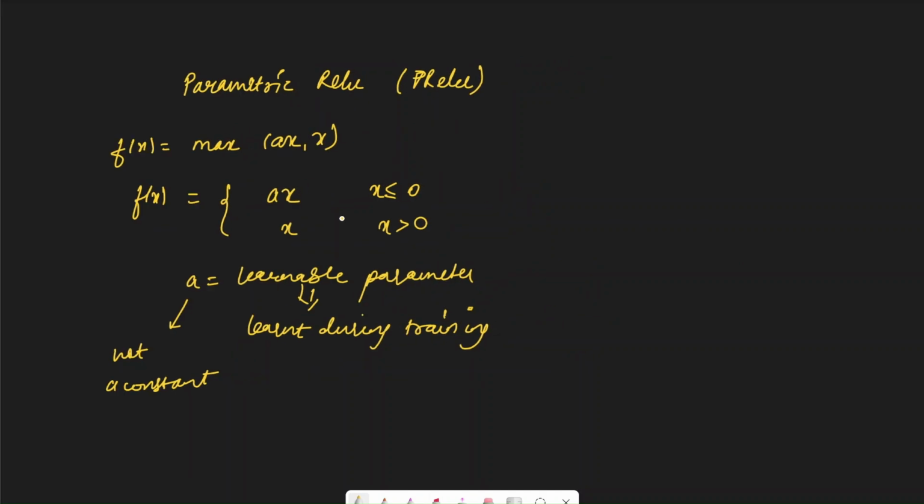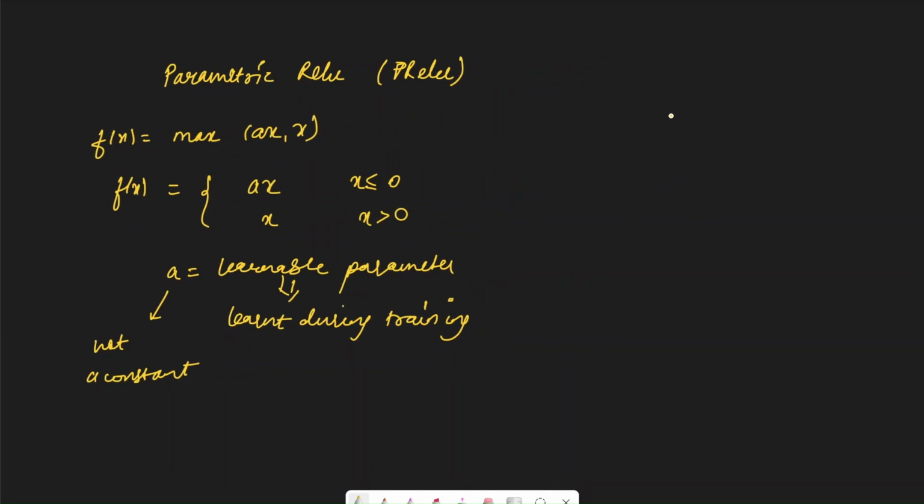Now if we have to plot the PReLU in a graph, then it would look something like this. So this is x-axis and y-axis. Depending on what value we have for a, the graph will differ, but it would look something like this. So x is the input and a is the learnable parameter.